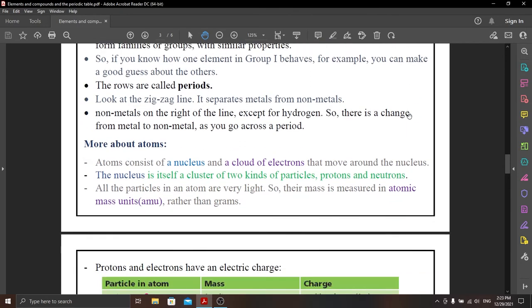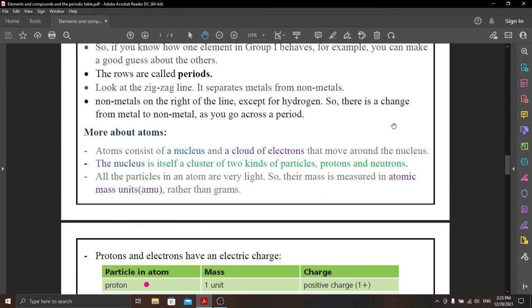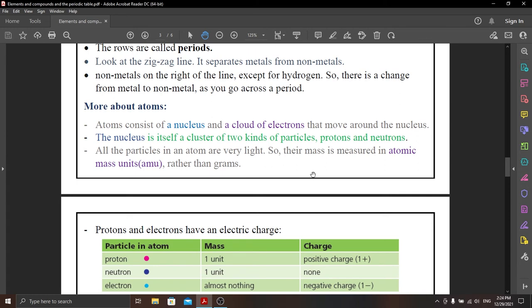Okay, now let's dive into the structure of an atom. We said that atoms are the building units of all elements. They can't be divided by normal chemical methods into smaller substances. All right, so what is the structure of an atom? Atoms consist of a nucleus and a cloud of electrons. That is the basic structure of an atom. That cloud of electrons moves around the nucleus. The nucleus itself is a cluster of two kinds of particles, protons and neutrons. While the cloud of electrons is made of electrons, negatively charged particles.